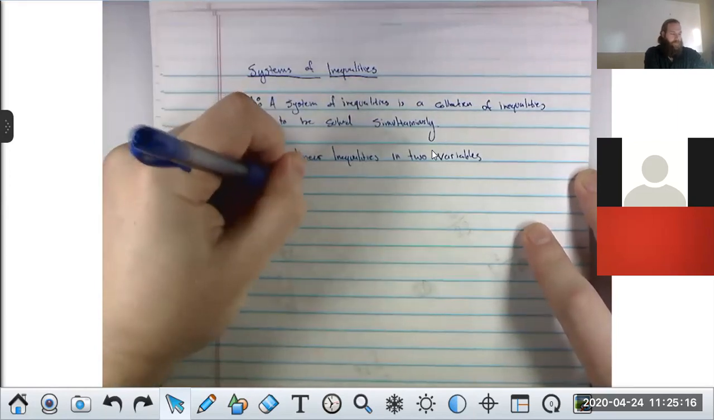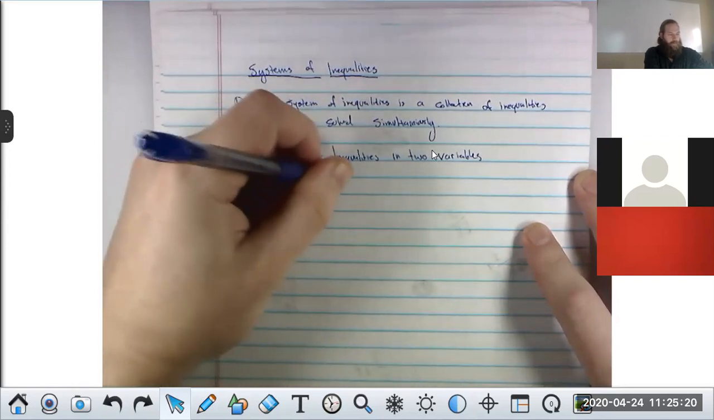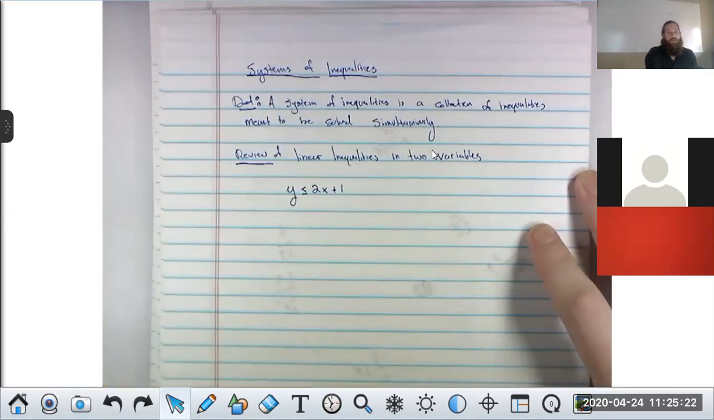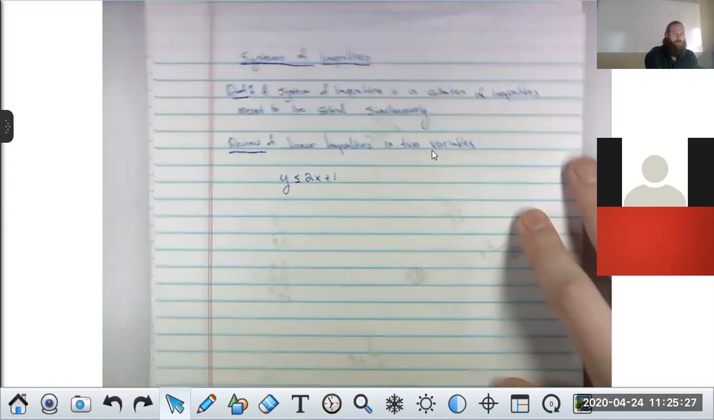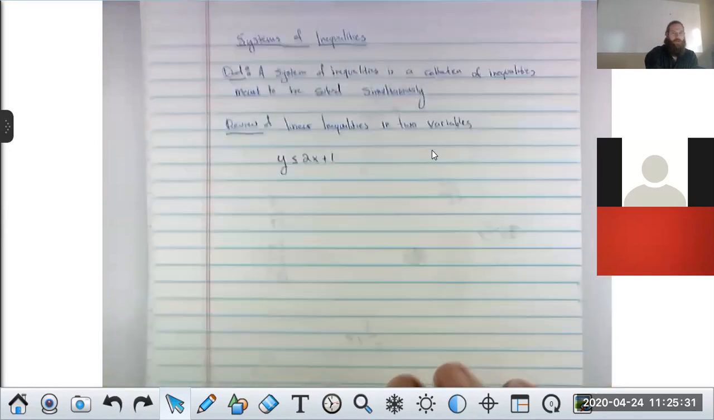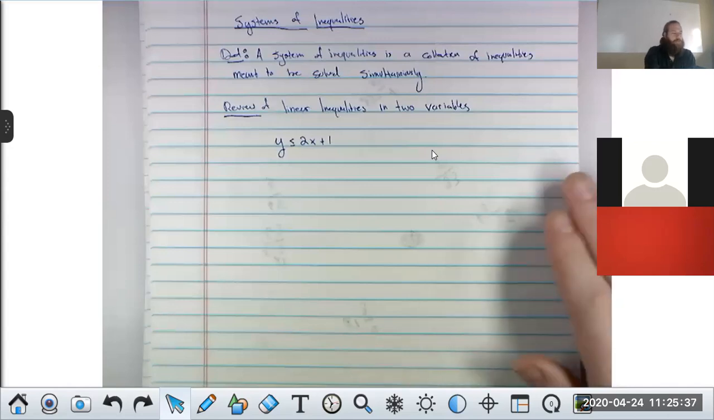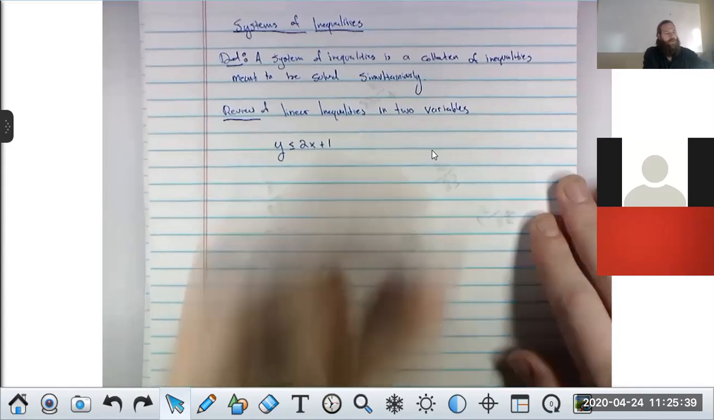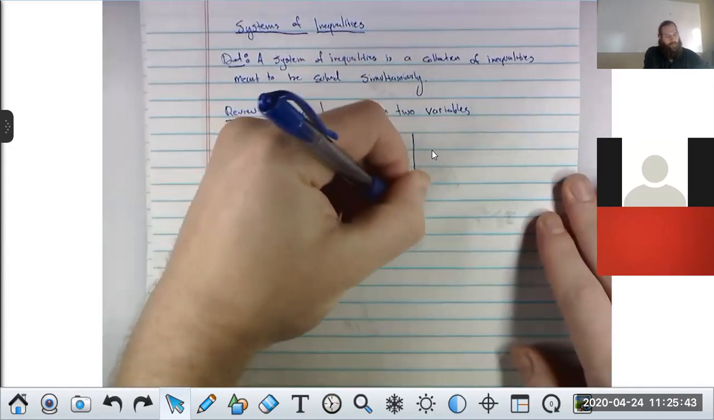For example, y is less than or equal to 2x plus 1. This is a linear inequality with two variables. X and y are the variables, and it's linear because both of the variables are showing up to the power of 1, right? So if it was an equation, it would be a linear equation, but it's an inequality. So it's a linear inequality.